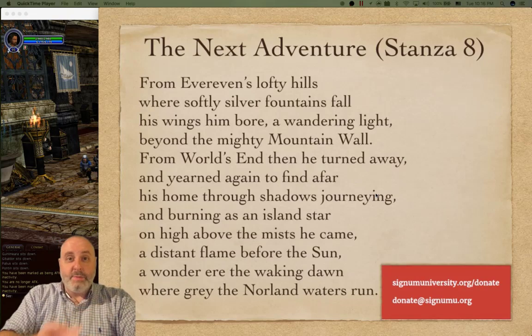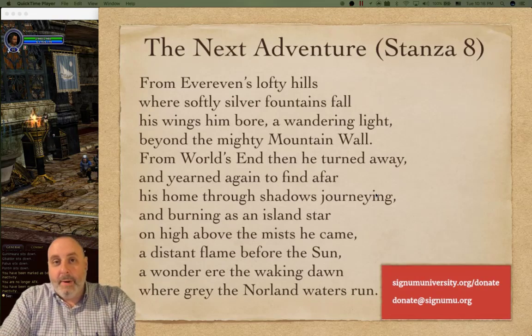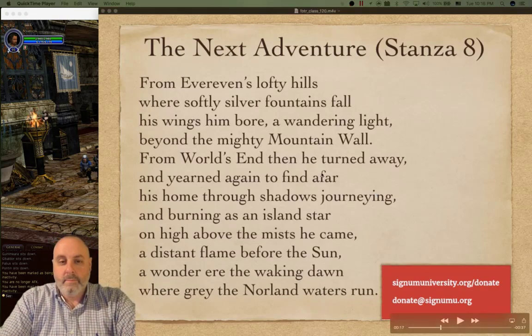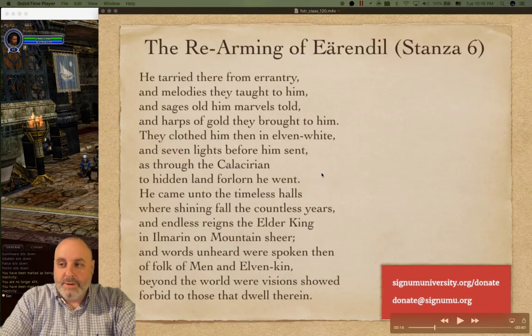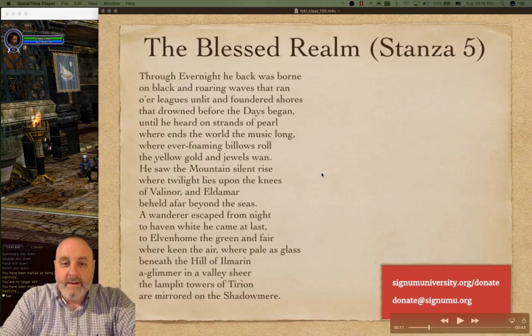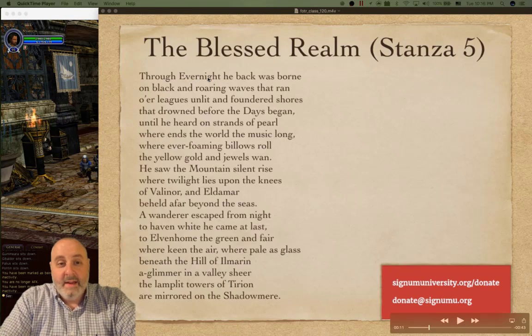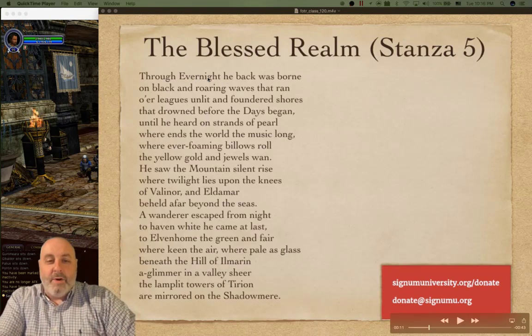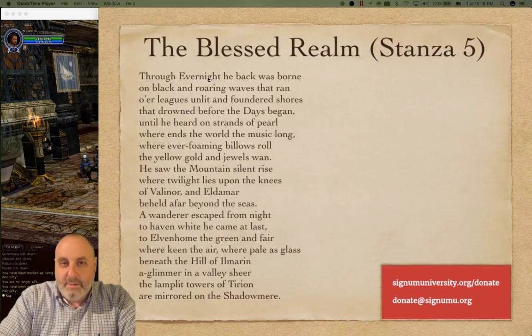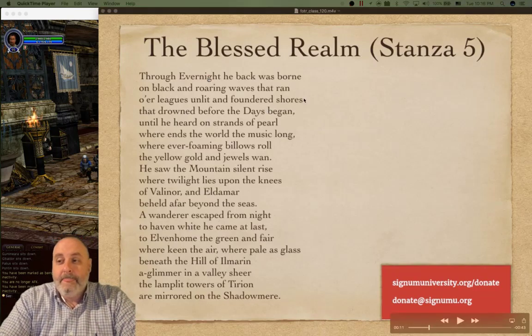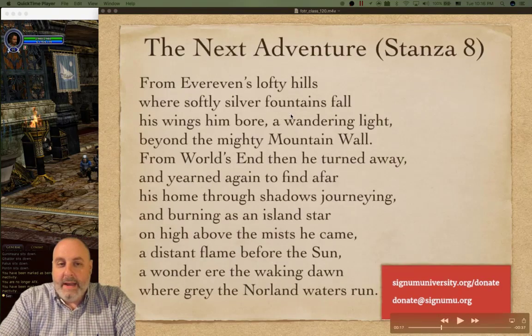Remember, there's another place we should be remembering earlier in the poem. We're scrolling back. There it is. Evernight. Through Evernight he back was borne on black and roaring waves that ran, o'er leagues unlit and foundered shores that drowned before the days began, right? So he was in Evernight before, and now he's in Ereven, right?